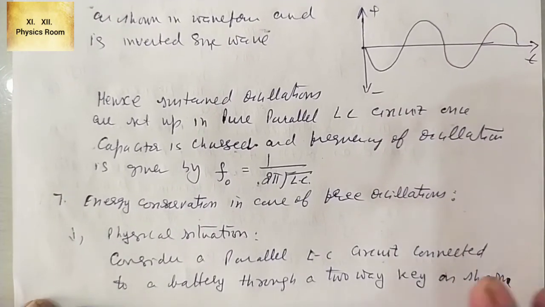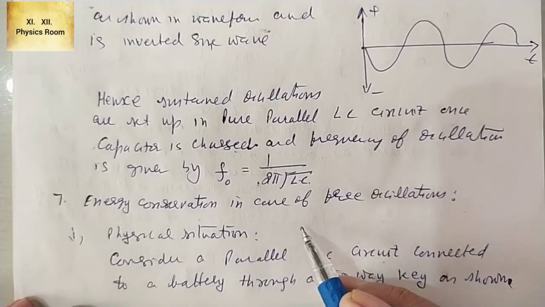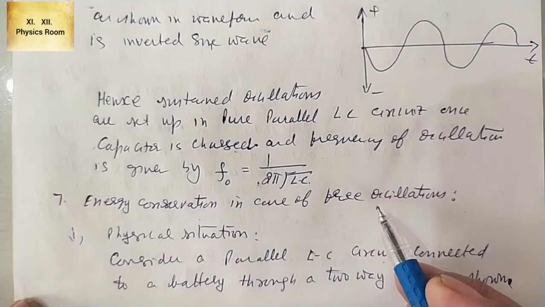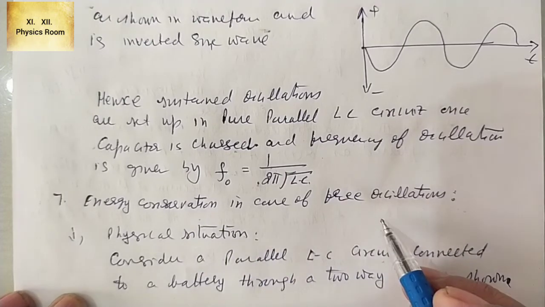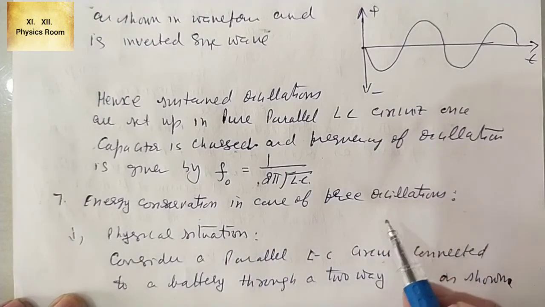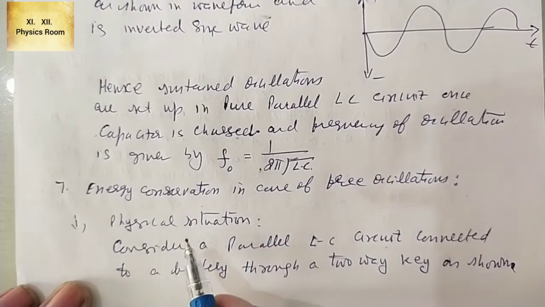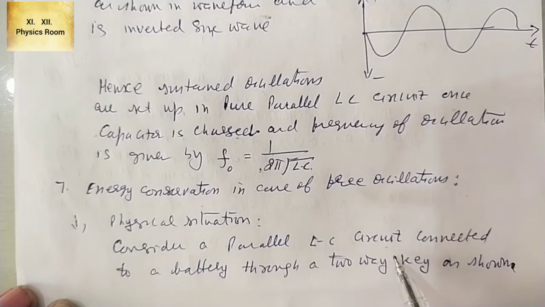Next point, we have to understand energy conservation in case of free oscillations. If oscillations are free, then energy in the circuit is conserved. Now, physical situation. First, consider a parallel LC circuit connected to a battery through a two-way key as shown.